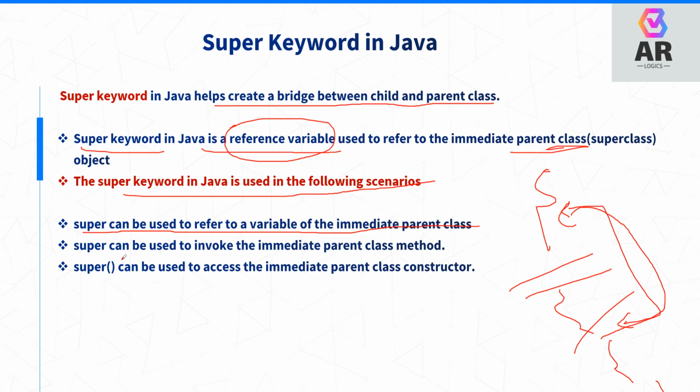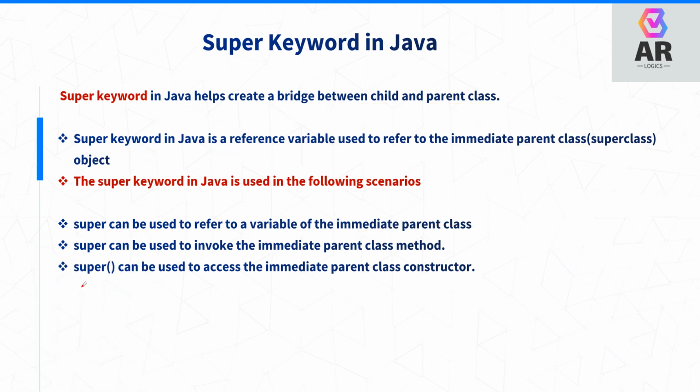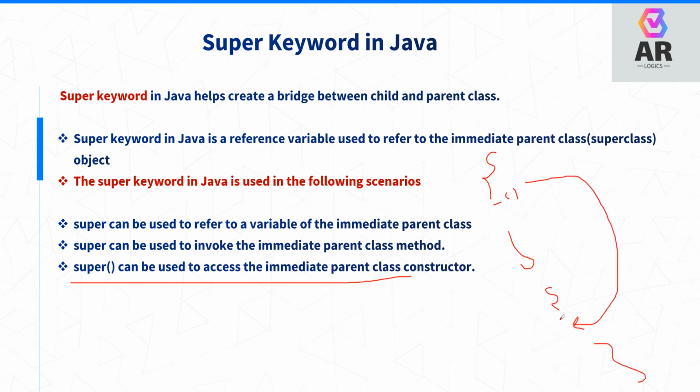The super keyword can invoke the immediate parent method. We can invoke the parent method in the child using the super keyword. And the super keyword can access the immediate parent class constructor. We declare the parent constructor here and can access it from here to here.